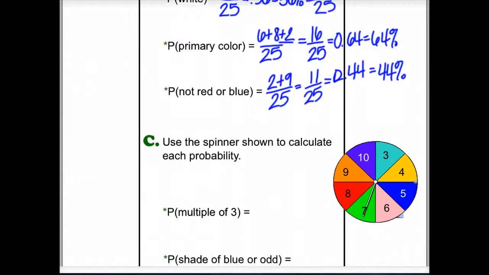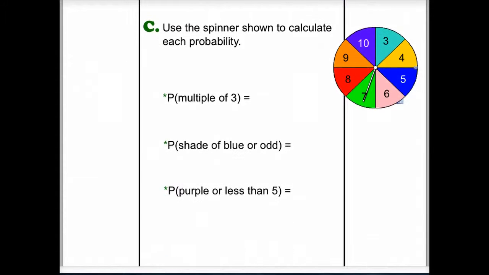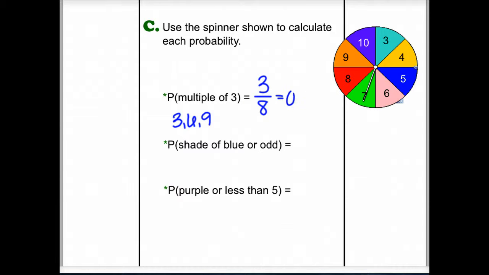Now we want to use this spinner to calculate the probability. First thing we want to do is count up our number of spots. We have 1, 2, 3, 4, 5, 6, 7, 8. Multiples of 3, remember 3, 6, 9 would be our multiples. That's 3 spots on the spinner. So that's 3 out of 8, which is 0.375, which is equal to 37.5%.